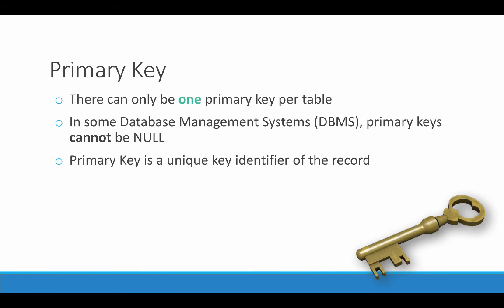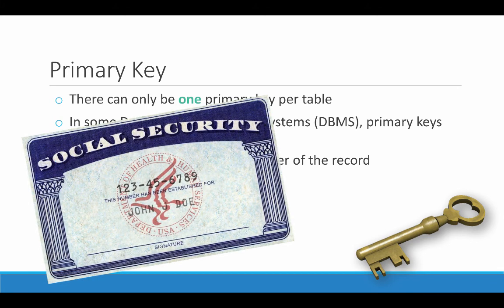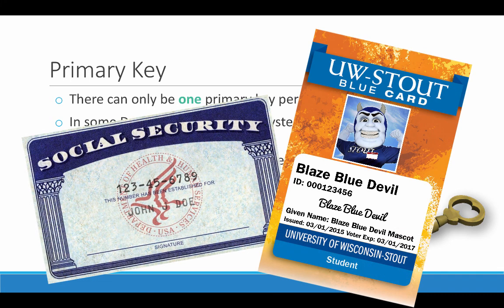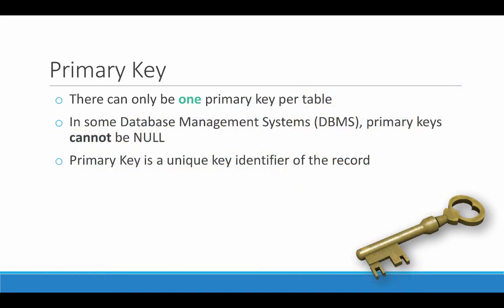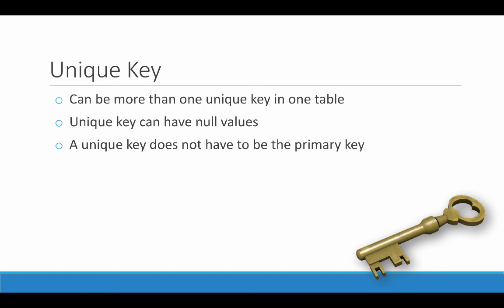A way of thinking about a primary key is that it's a unique identifier of the record. A really good example in our day-to-day lives is any sort of ID that you have. Think of your social security number. Think about your student ID number. Nobody else has that. It was set up to identify you and only you. That's really what a primary key is doing in our tables: it is associated with one and only one record.